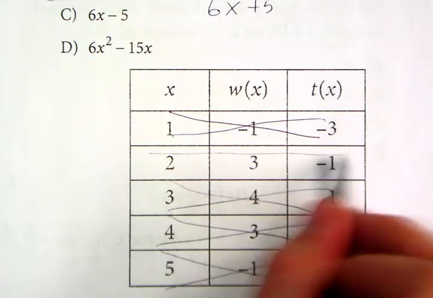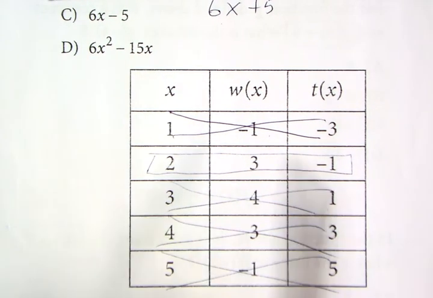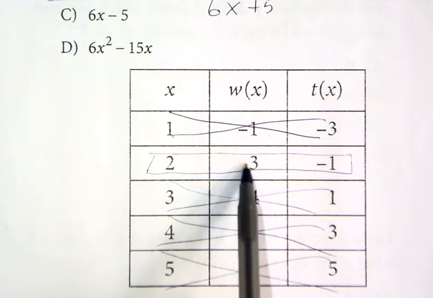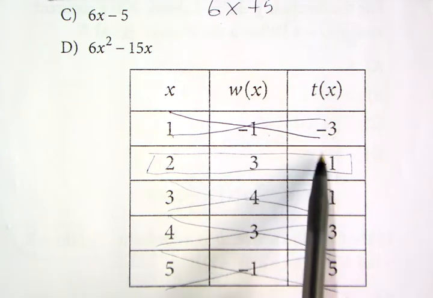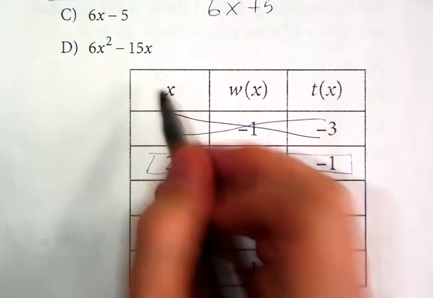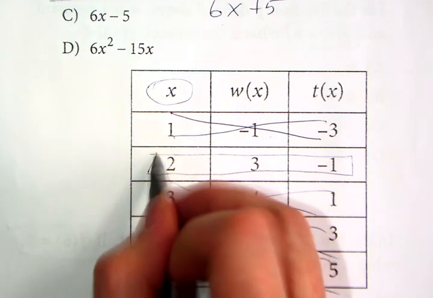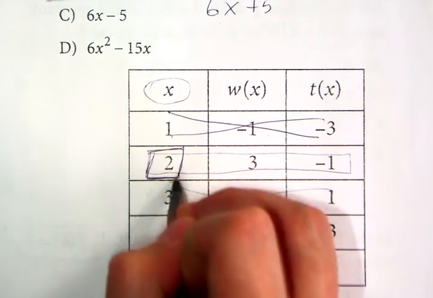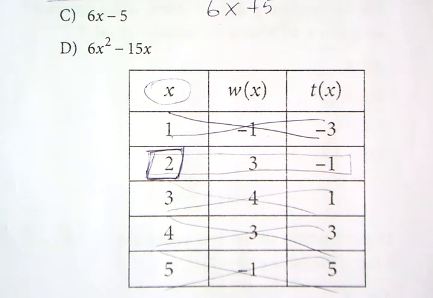The only one that this is true for is this row here, because w of x, which is 3, and t of x, which is negative 1, when you add them together, you get x. And they want to know, what is the x value when this happens? The x value when this happens is 2.